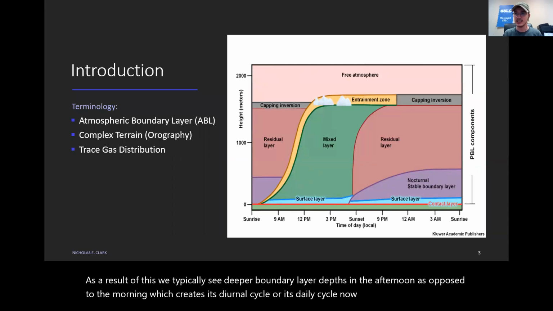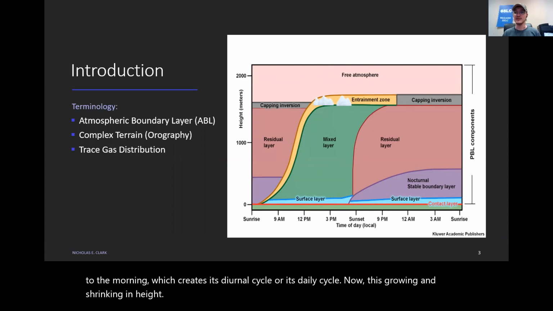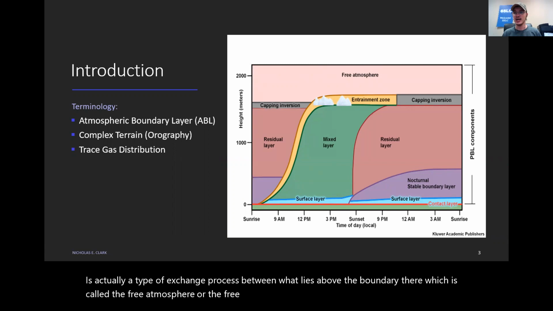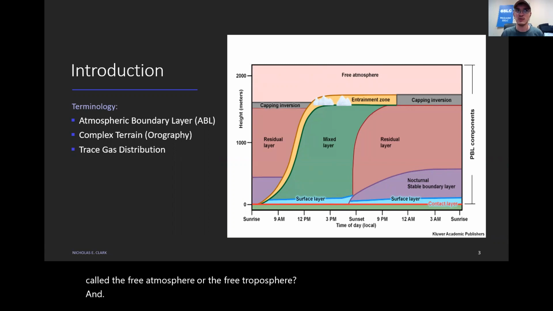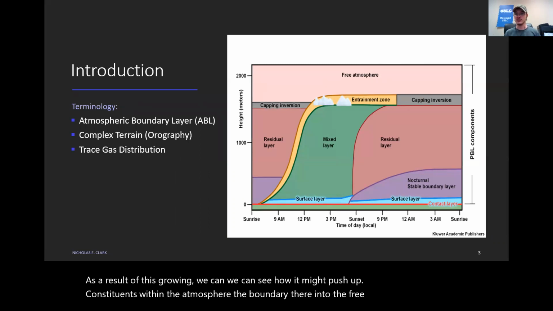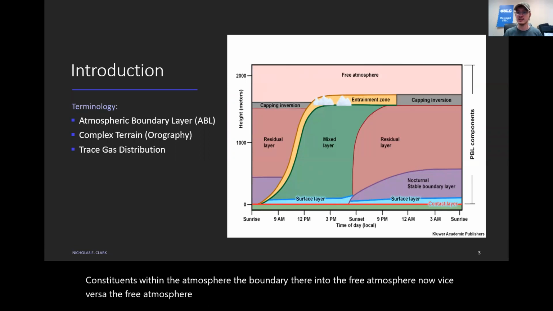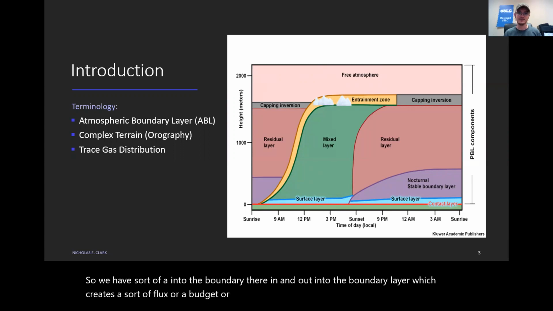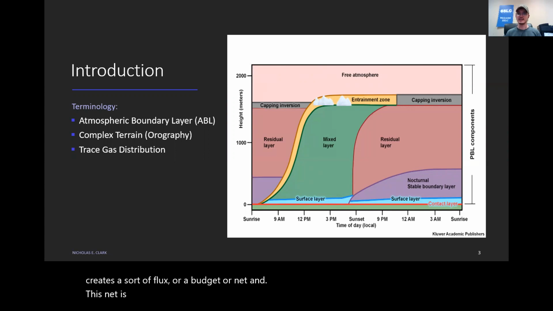Now, this growing and shrinking in height is actually a type of exchange process between what lies above the boundary layer, which is called the free atmosphere or the free troposphere. And as a result of this growing, we can see how it might push up constituents within the boundary layer into the free atmosphere. Now, vice versa, the free atmosphere can push things back into the boundary layer through a process called entrainment. So we have sort of an in and an out of the boundary layer, which creates a sort of flux or a budget or a net. And this net is actually often viewed as the concentrations of various gases in the free atmosphere.